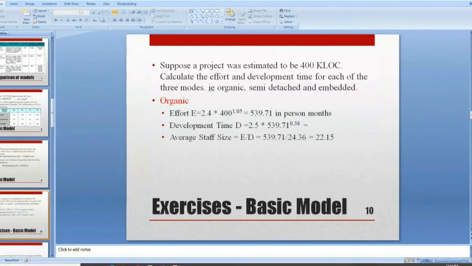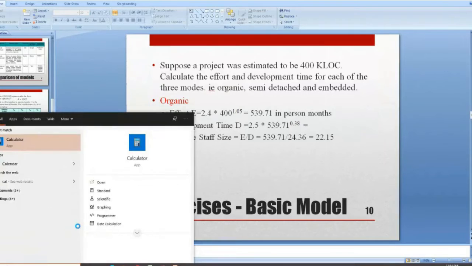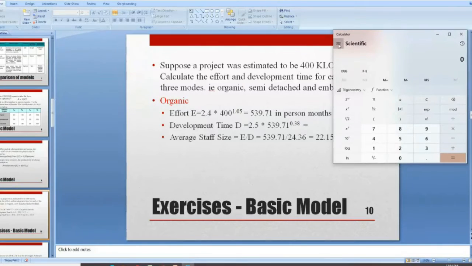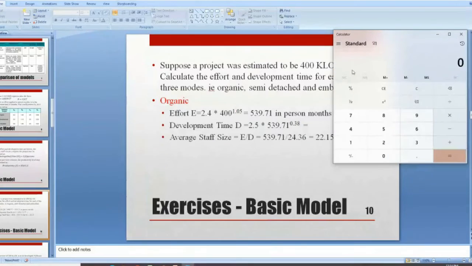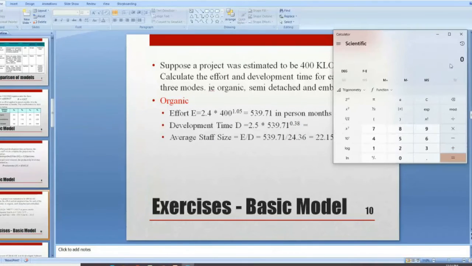Let us take the calculator, right? Go to the calculator, take the scientific one. Normally it will be the standard one. Go to the scientific one, right? And 2.5 into 539.71 raised to 0.38. So 27.29, right? 27.3, for example.